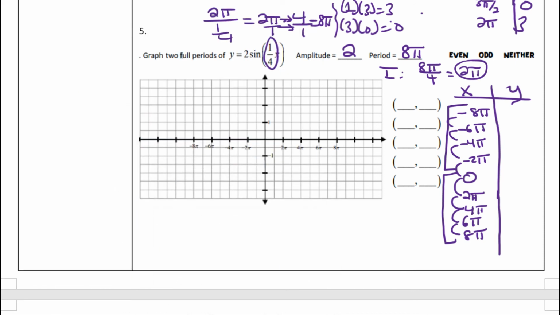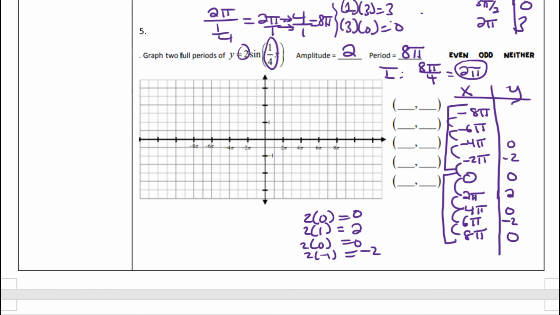Okay, so for the first one, don't forget the 2 there. So we have 2 times 0 for the first one, then 2 times 1, then 2 times 0, then 2 times negative 1. So it repeats this cycle of 0s and 2s. All right, so the first one will be 0, 2, 0, negative 2, and 0. Repeat on the other side, continue the pattern: negative 2, 0, 2, and 0. So at negative 8 pi, we have 0. Negative 6 pi, 2. Then 0, negative 2, 0, 2, 0, negative 2, and 0.